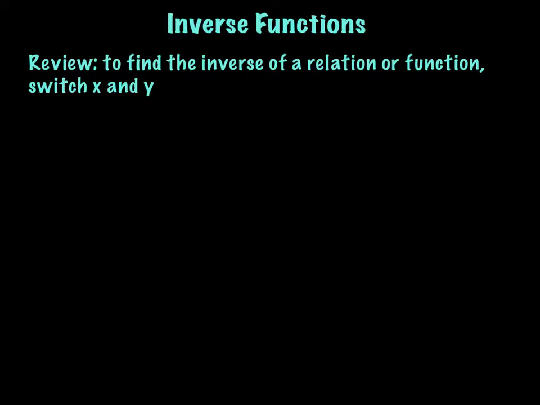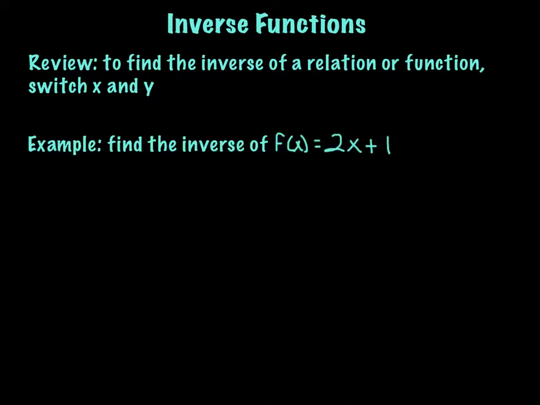So as a review, to find the inverse of any relation or function, all you have to do is switch x and y. So let's do an example. Let's find the inverse of f of x equals 2x plus 1, and you know that f of x in this case is the same thing as y. So when we switch x and y, we put an x here and a y here: x equals 2y plus 1. And then all we have to do is solve for y.